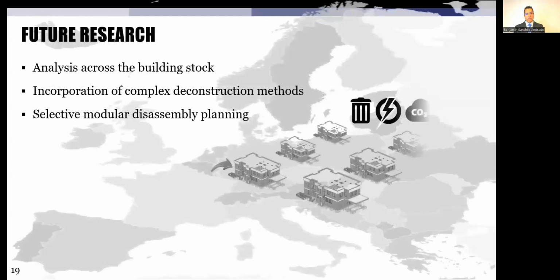Some of the following research stages would be the analysis across the building stock in order to determine the reuse potential of buildings at different levels of the composition. Also, there is a need for the incorporation of complex deconstruction methods. In addition, there are parallel areas of opportunity to keep developing methods for improving the dismantling of buildings. For example, selective modular disassembly planning and testing alternative optimization methods.